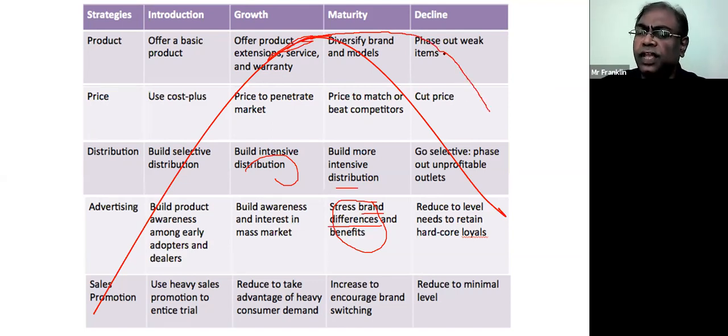So when it declines at this stage, what is going to come up next? What will companies do? Let's say the car model is already here. Next, what's the next step they'll come up with?